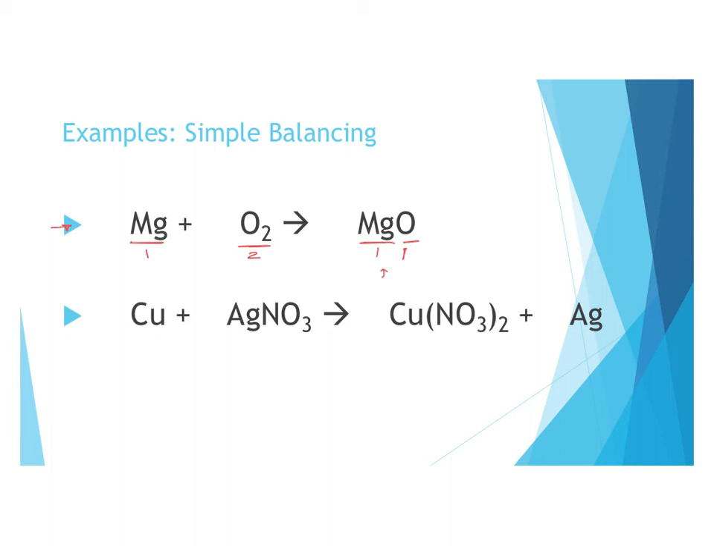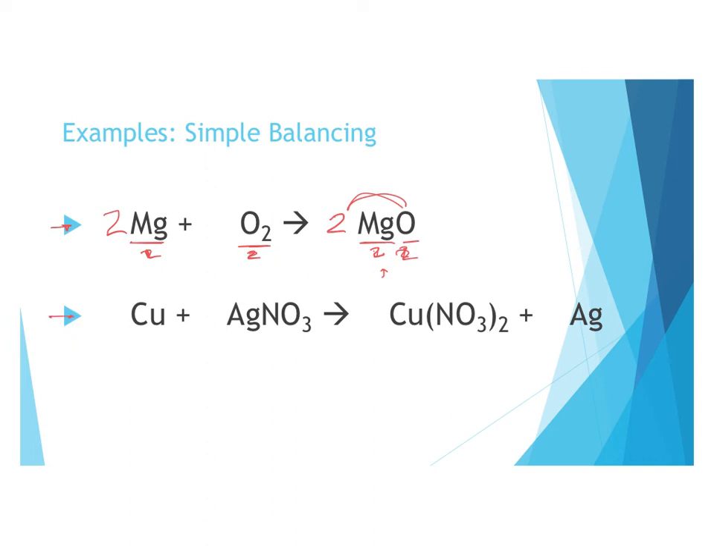And the only way I can do that is to put a number out in front. What number can I put out in front to give me 2 oxygens? Well, 1 times 2 would give me 2 oxygens. So I've gone through this left to right once, but now I'm going to go back and double check. Now I have 1 magnesium before. Oh, now I have 2 magnesiums afterward. So I'm going to put a 2 out in front of that. So now I have 2 magnesiums before, 2 magnesiums after. I have 2 oxygens before, and I have 2 oxygens after. So this one is now balanced.